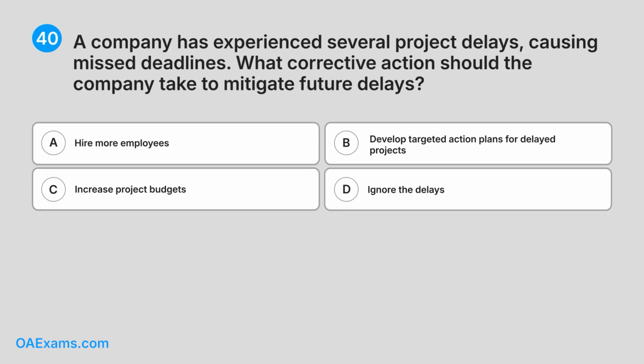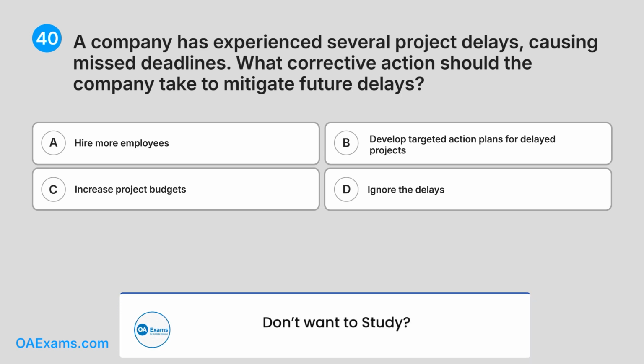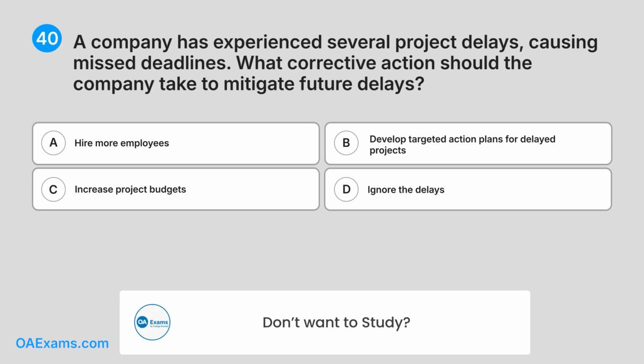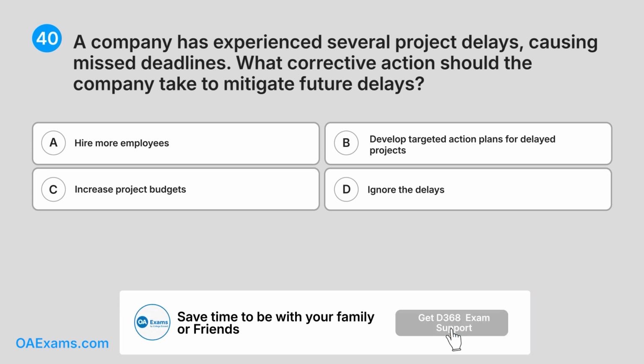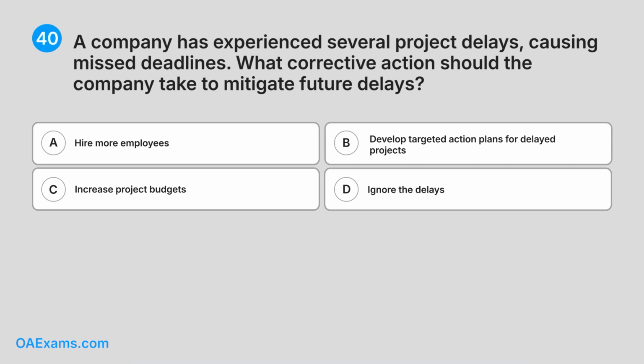40. A company has experienced several project delays, causing missed deadlines. What corrective action should the company take to mitigate future delays? A. Hire more employees. B. Develop targeted action plans for delayed projects. C. Increase project budgets. D. Ignore the delays. Do you know the answer?